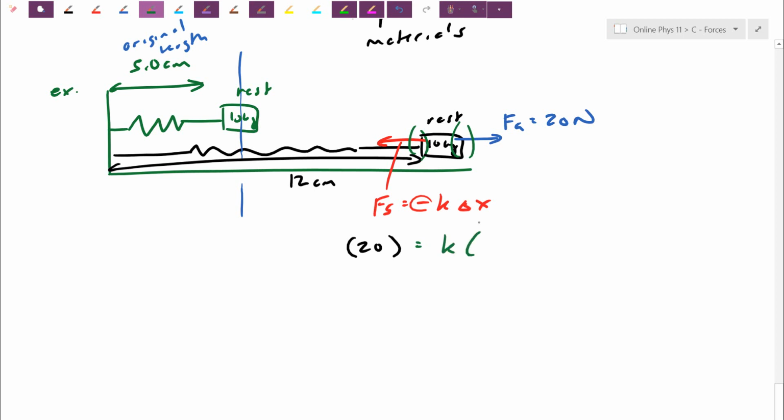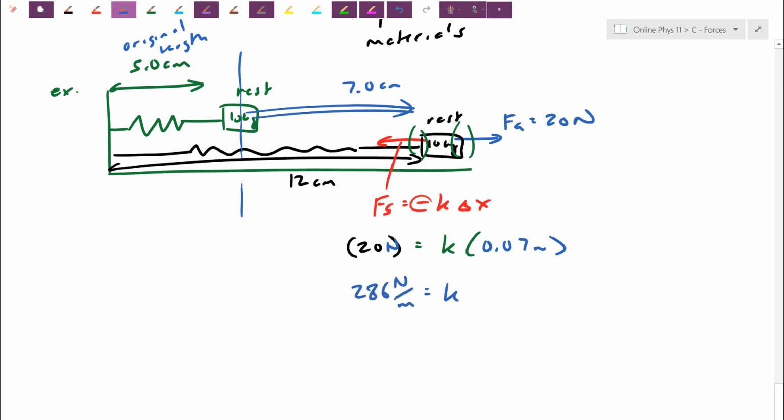My x has to be the extra length that's displaced. It's neither the 5 nor the 12. It's actually the difference here. We're stretched 7 centimeters further than I want to be. I'm just going to convert this to meters, so 0.07 meters. And then just by dividing those two, 20 newtons divided by 0.07 gives me a constant of roughly 286, and we already said the units are going to be newtons per meter.